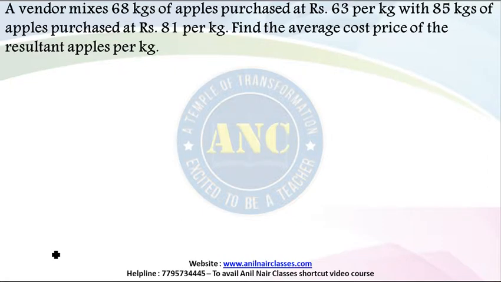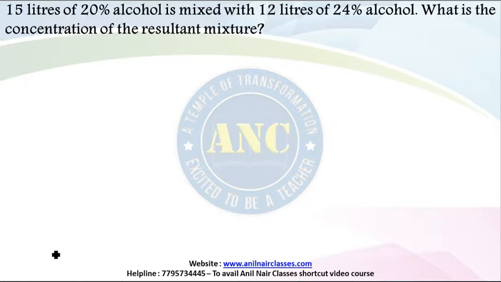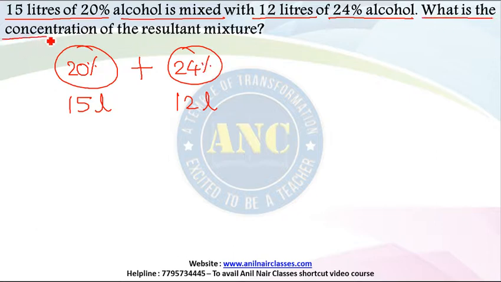Now see here, once you understand the question, these questions can be solved very, very easily. Listen carefully, sir. Your question is: 15 liters of 20% alcohol is mixed with 12 liters of 24% alcohol. What is the concentration of the resultant mixture? This can be solved very fast right now if you have understood method 2 of my previous question.